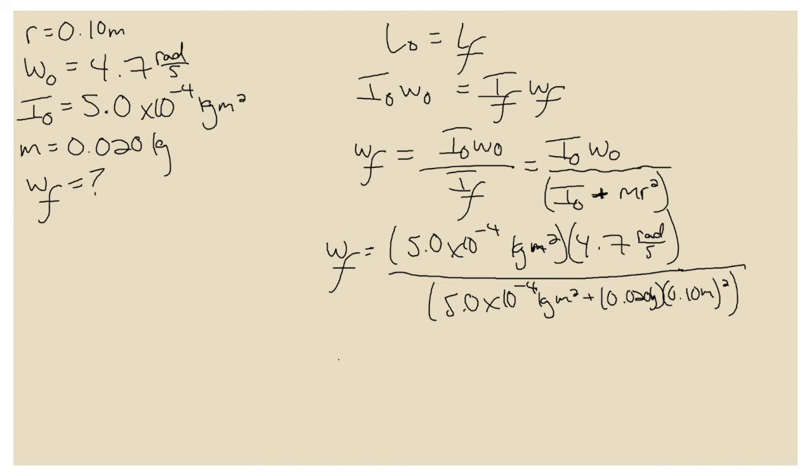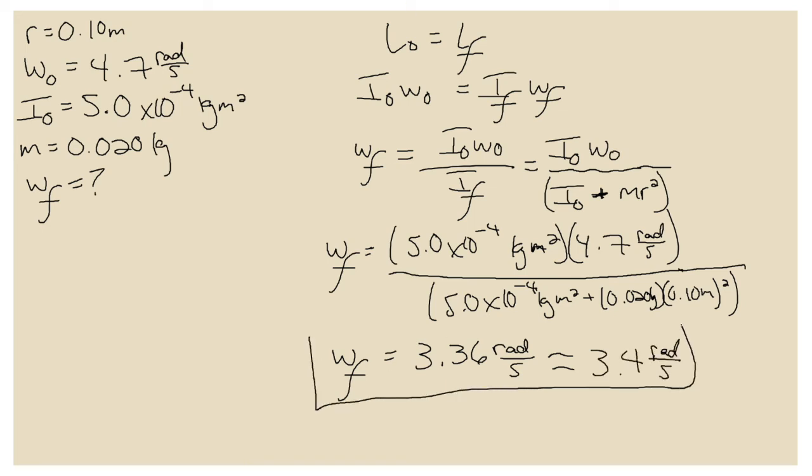And when you do all that math, making sure you're being careful about squaring the r in the bottom and adding those things together properly, you end up with a final angular velocity of 3.36 radians per second, or to two significant digits here, we'll call it 3.4 radians per second. So yes, it does make sense here.